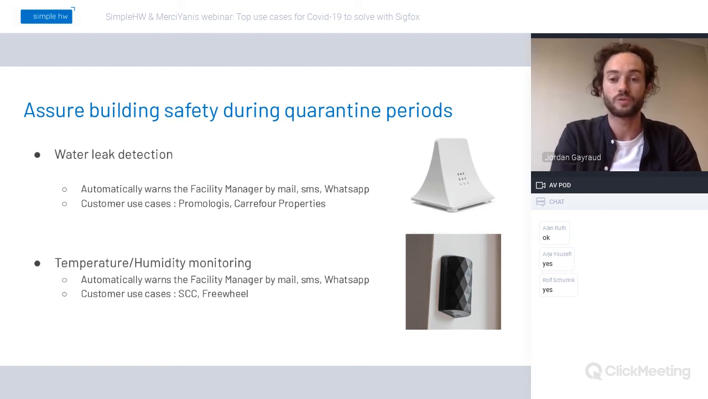We have specific use cases that happened during quarantine. For example, SCC is an IT integrator in France. They have this device inside their buildings. During quarantine, they put the device in the server room, and there was a problem with the VMC. Because of that, it was too hot in the server room. They detected it even if there was no one on site and the facility manager wasn't there, and he managed to fix this within the day. So they were really happy with that.